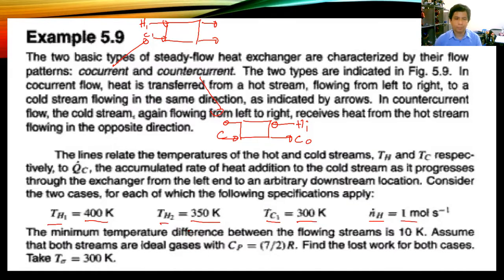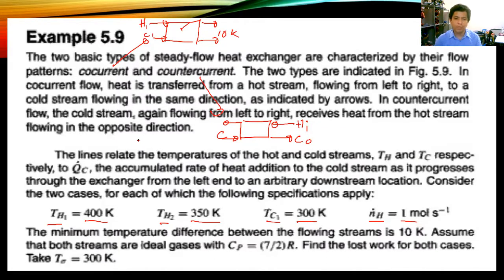So, siyempre, pag parallel, katulad nito, this one is parallel o concurrent. Initially, mataas yung temperature gradient. Magkaiba pa yung temperature nila, malayo pa. So sabi dito sa problem, siyempre, paglabas sa kabilang side, magkalapit na yung temperature niyan. So ang sinasabi sa problem, yung temperature approach sa parallel ay 10K. Ganun yung 10K din.